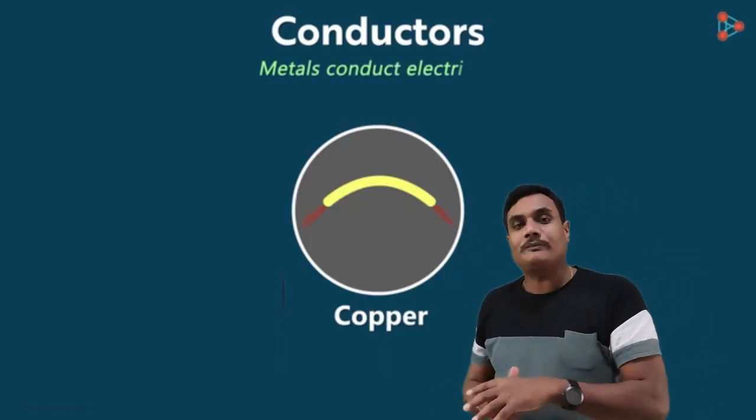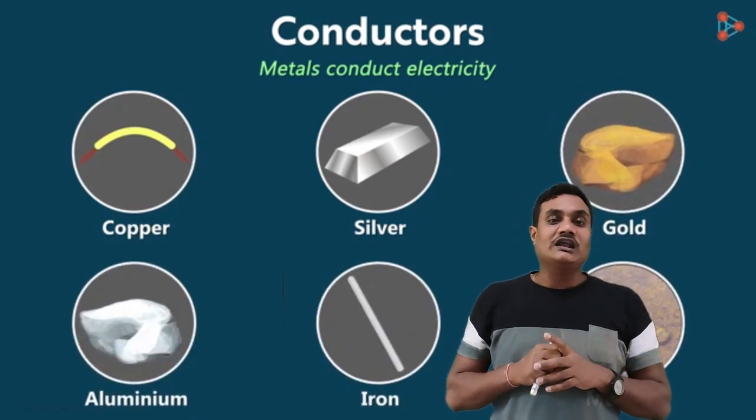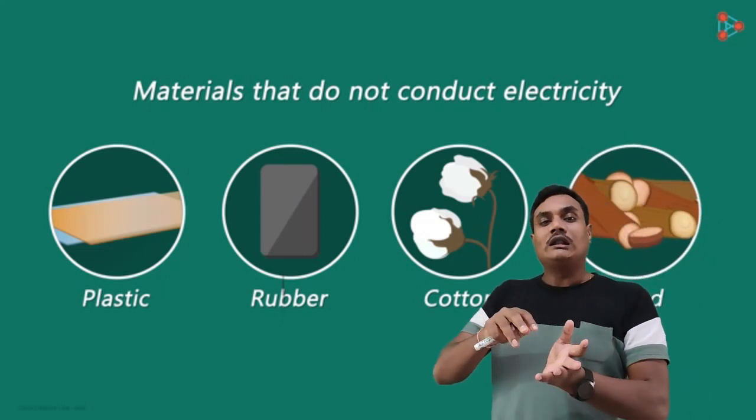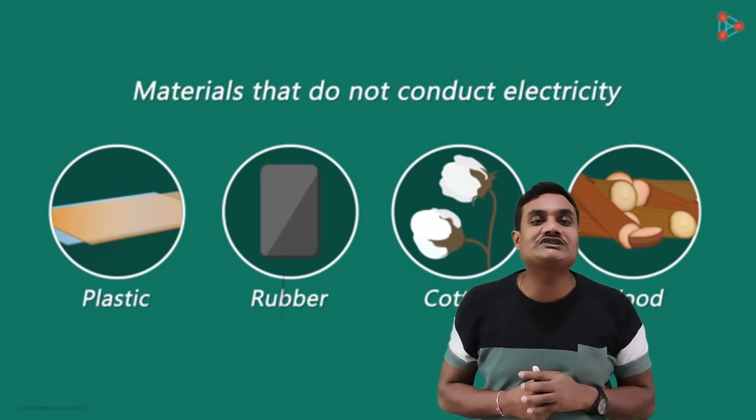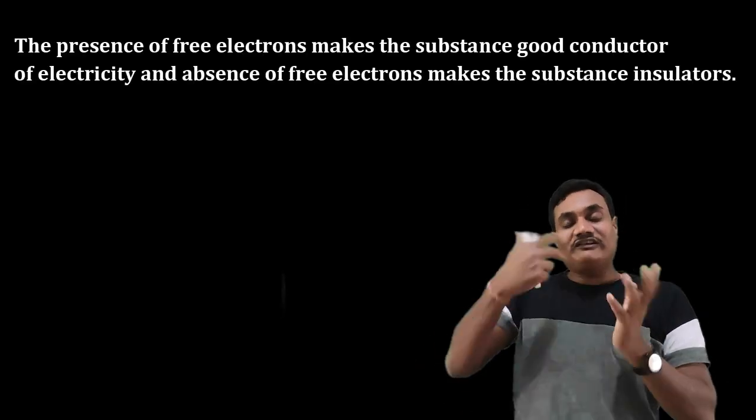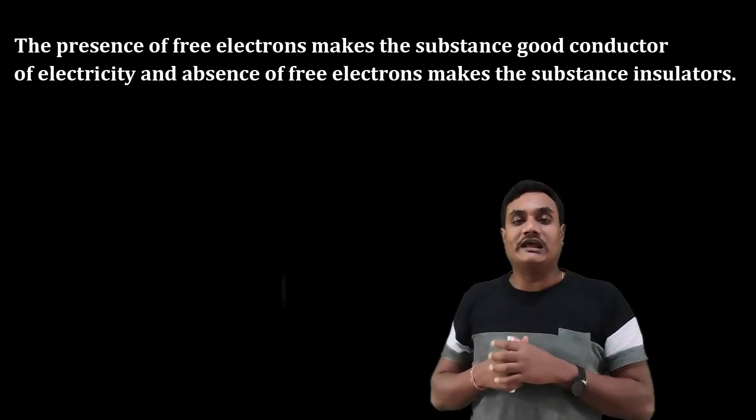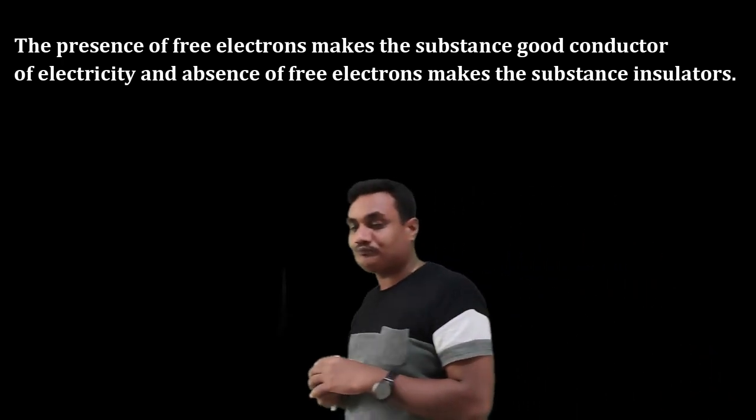So, as per the concept of electricity, conductors must be those substances which have a large number of free electrons, and insulators must be those substances which don't have a large number of free electrons. So basically we can say that the presence of free electrons makes substances good conductors of electricity, and the absence of free electrons makes substances insulators.